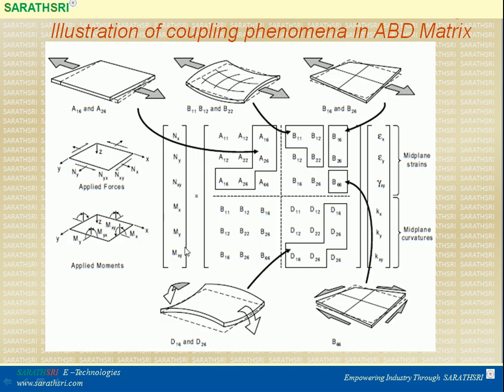So, illustration of coupling phenomena in the ABD matrix. Forces and moments equal the ABD matrix times strains and curvatures. These terms represent extension and shear, these terms represent shear coupling, and these terms represent the bending and twist contribution. So this B matrix represents the coupling between the flexural and the in-plane axial stiffness.